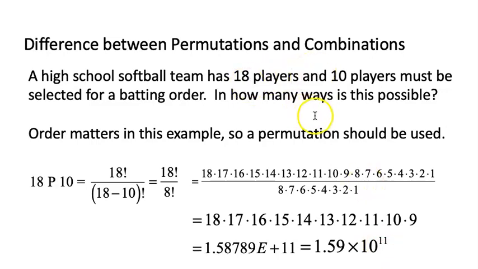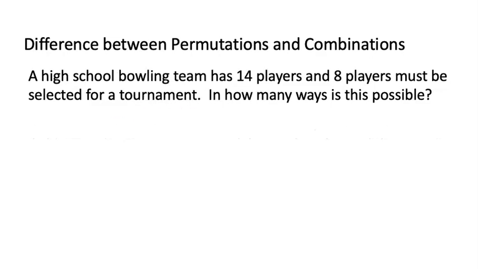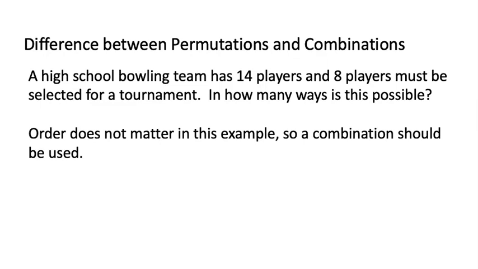Focus on the fact that order matters in a batting order. It matters. In the previous video on permutations, we selected a president, vice president, secretary, and treasurer. Order matters. Different jobs, different assignments. In our next case, we have a bowling team with 14 players, and 8 must be chosen to attend a tournament. In how many ways is this possible? Whether you're the best player and selected first or the weakest player and selected last, it doesn't matter. You are still going to attend the tournament. So in this case, order does not matter. If order does not matter, we can use a combination.